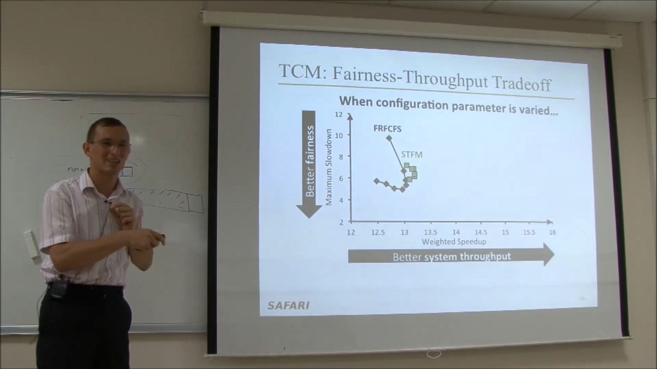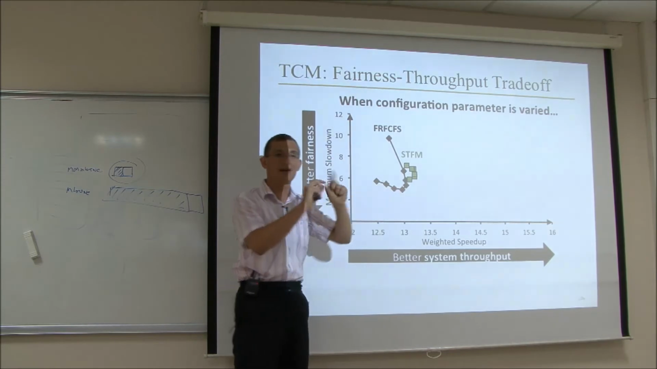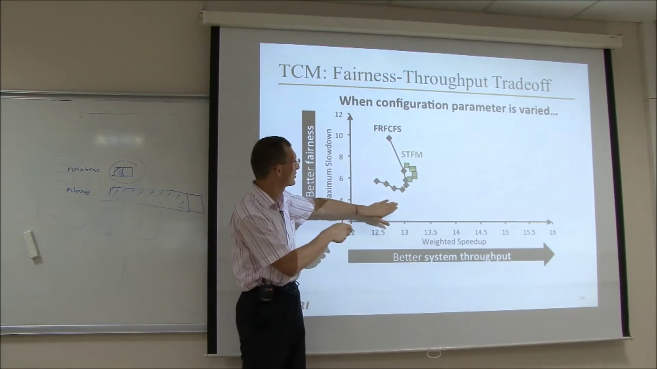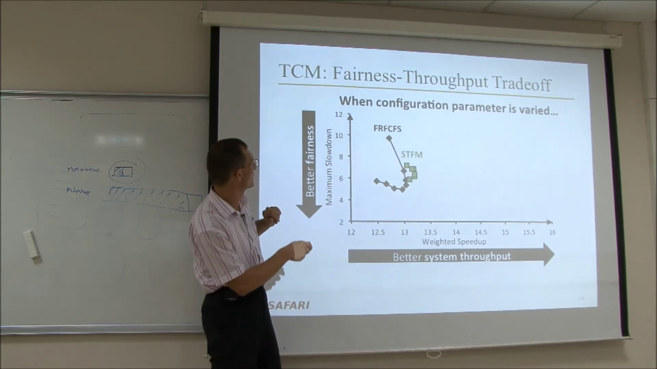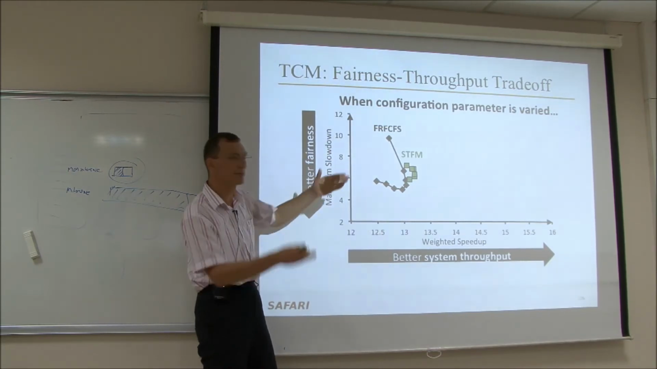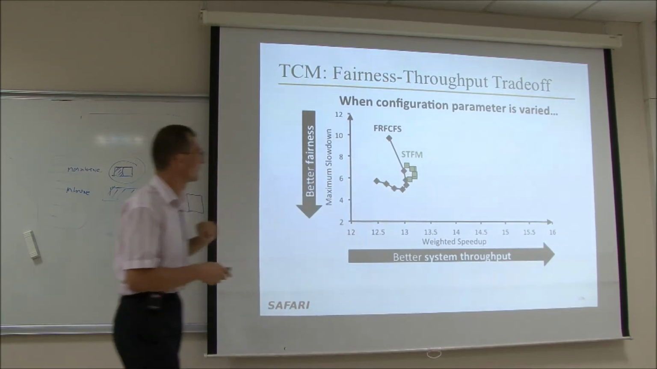For stall time fair memory scheduling, remember the alpha parameter? If you vary that, you'll get a curve like this. So you're similar in terms of throughput, but your fairness changes reasonably widely. But it's not clear which one you would pick here also. In fact, these are not contiguous also as you increase alpha, interestingly.